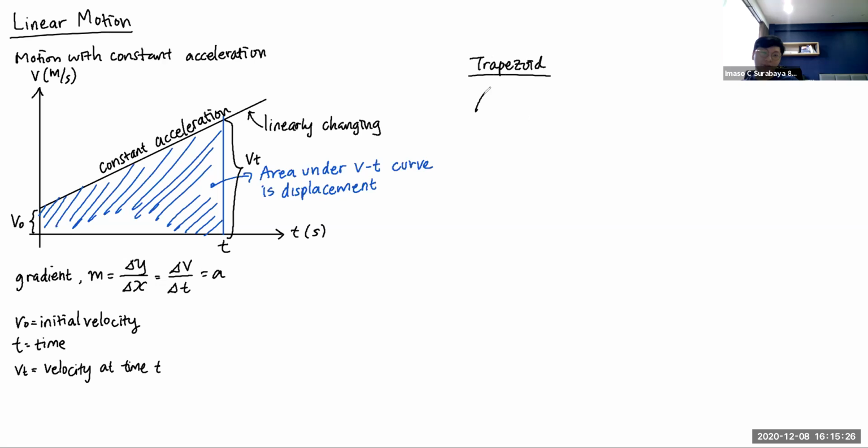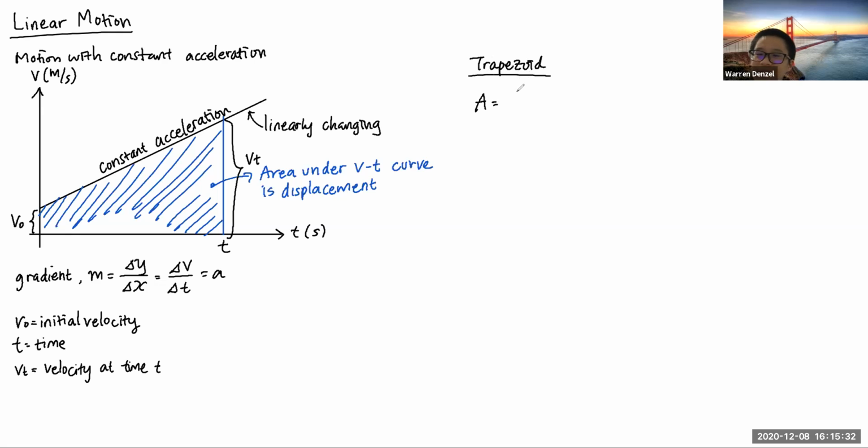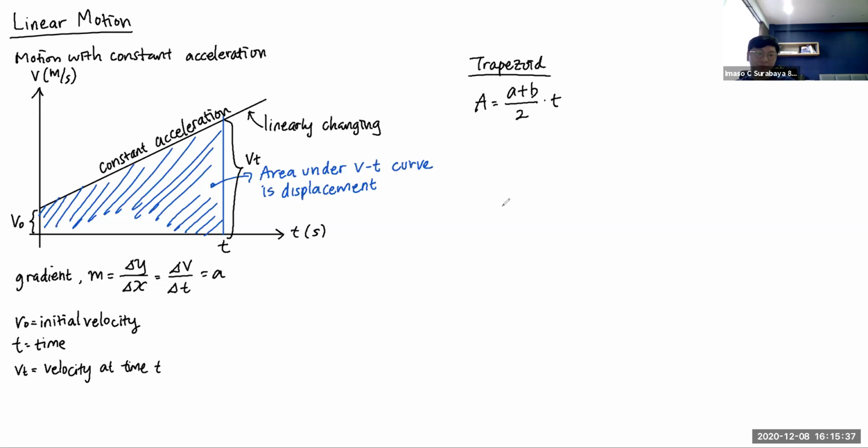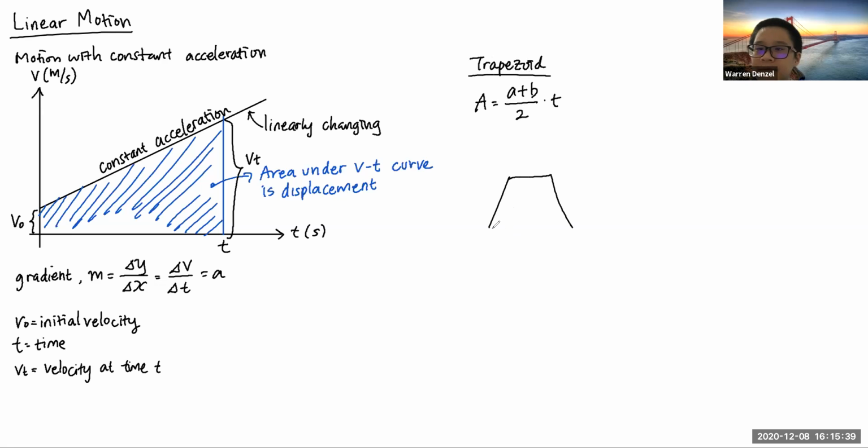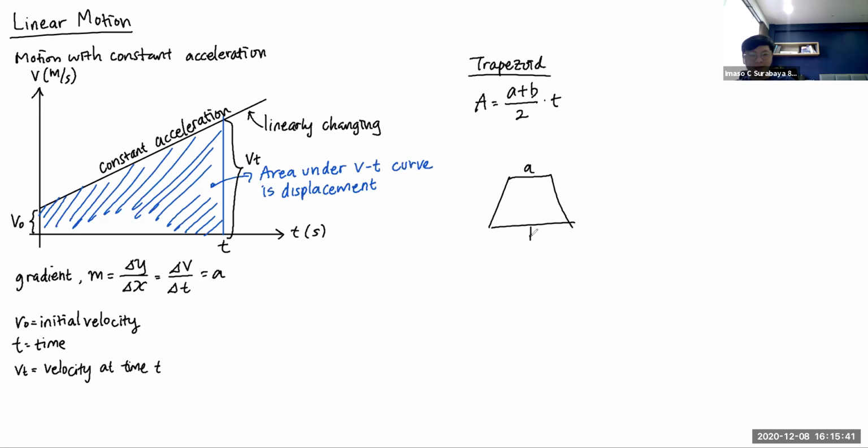Okay, so what is the area of a trapezoid? I've never learned how to find the area of a trapezoid. Okay, if we have a trapezoid with two parallel sides of length A and B, and the height is t, the area is (a plus b) divided by 2 times t.